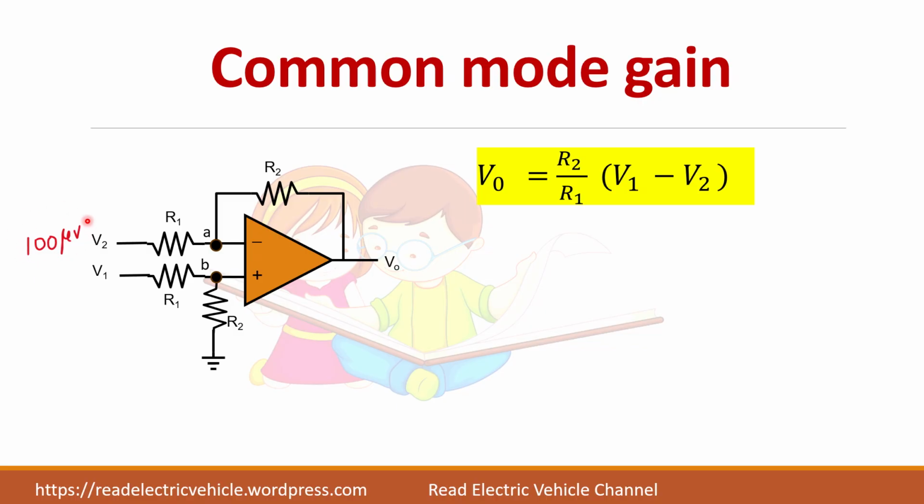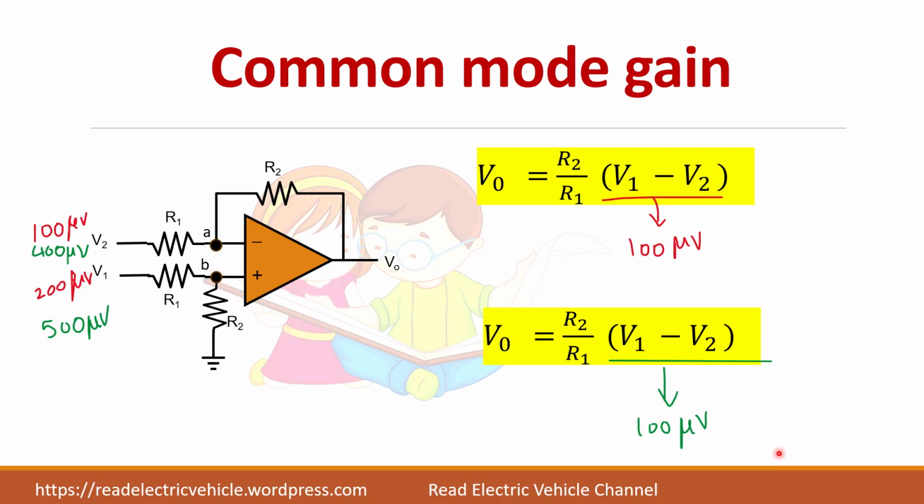Suppose I'm giving 100 microvolt to this pin V2 and here I have 200 microvolt. What is the difference between these two voltages? 200 minus 100 is 100 microvolt. So the output will be proportional to this one. But if I have 400 microvolt and 500 microvolt, now also the difference is 500 minus 400, which is again 100 microvolt.